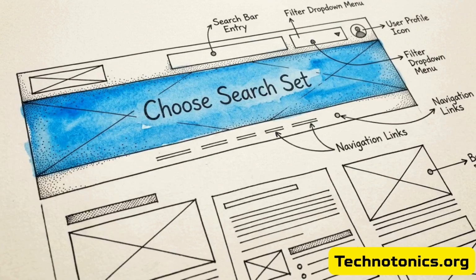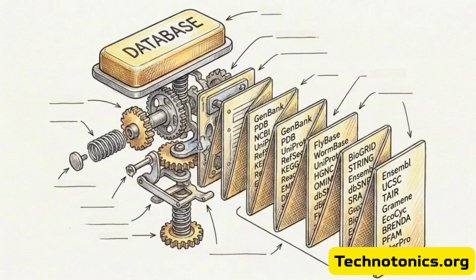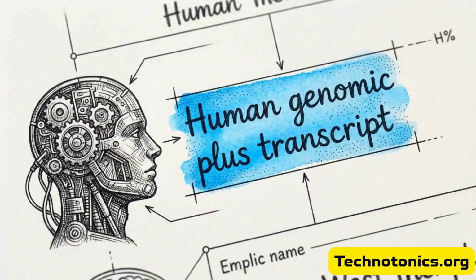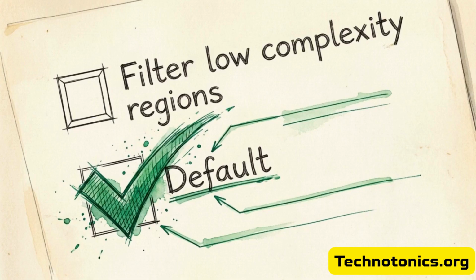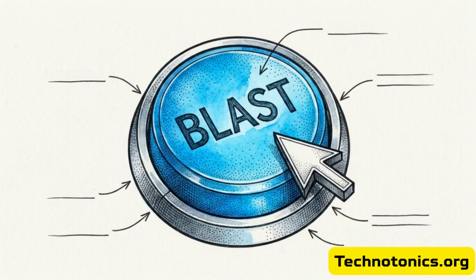Scroll down the interface to the section labeled Choose Search Set. Here, you must select a targeted database. If you suspect your sequence is from a human, select the human genome. For broader searches, use the standard NCBI nucleotide collection. There are advanced options below this to filter out low-complexity regions, but as a beginner, leave these on their default settings. At the bottom of the page, click the primary BLAST search button to initiate the run.